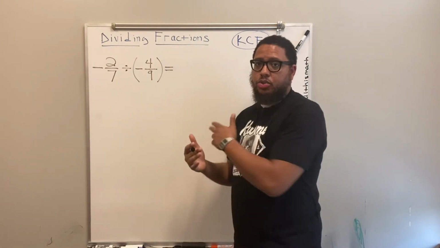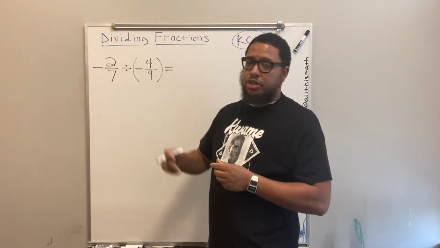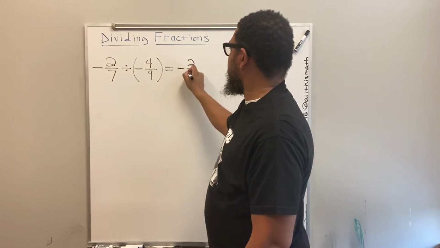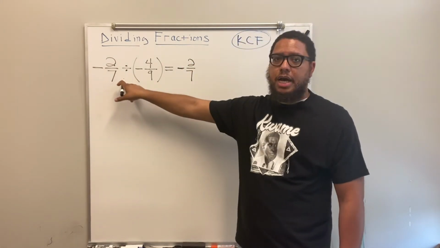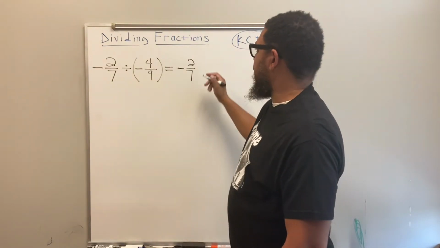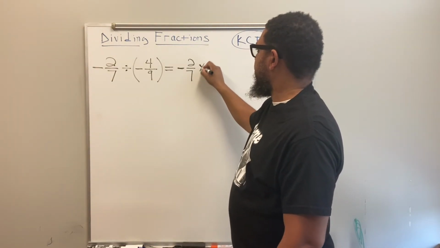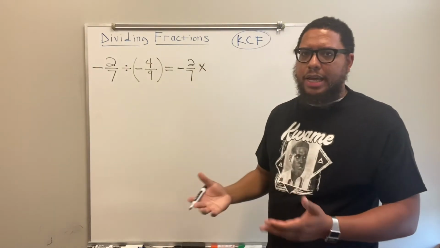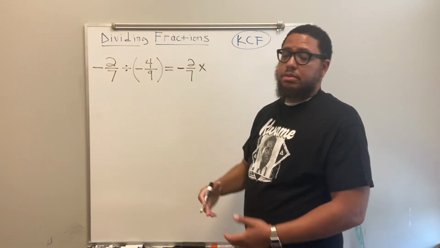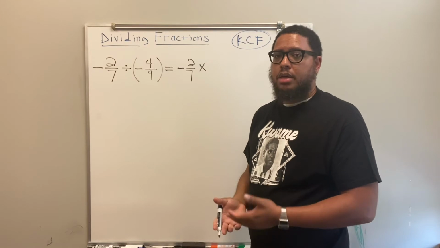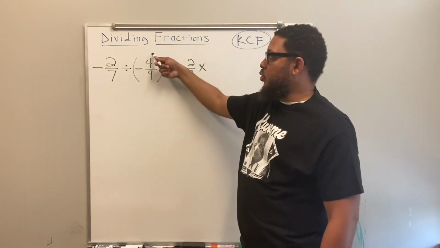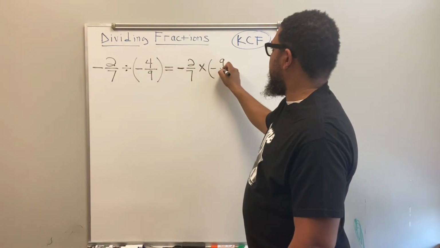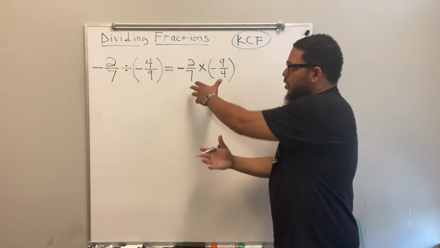So let's go ahead and do the keep, change, flip. So we're going to keep the first fraction, which is -2/7. So I'm going to just rewrite that, -2/7. I'm going to change my division sign to a multiplication sign. I'm going to use an X in this problem, right? We can use an X, a dot, an asterisk. We use parentheses. We got a lot of options. The -4/9, we got to flip that, meaning we got to take the reciprocal. The 9 goes up top, the 4 goes down the bottom. So this is going to be -9/4.